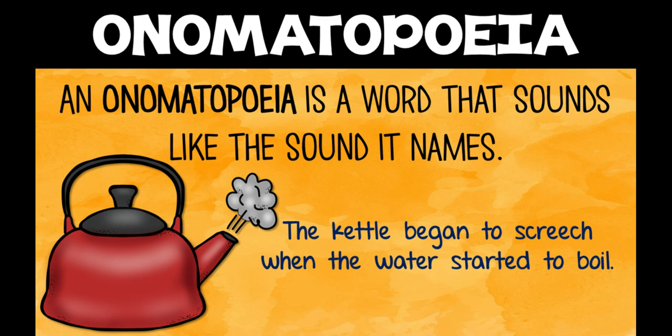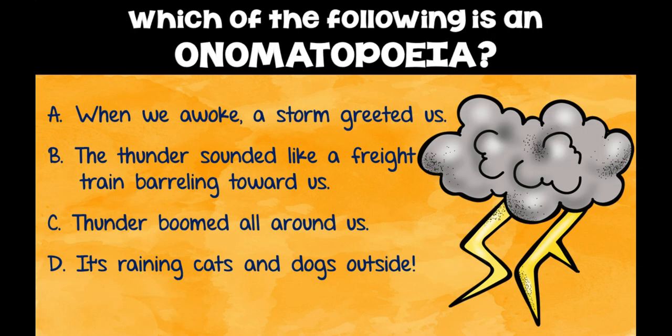So let's see if we can find the onomatopoeia in the following sentences. A, when we awoke, a storm greeted us. B, the thunder sounded like a freight train barreling toward us. C, thunder boomed all around us. Or D, it's raining cats and dogs outside. Okay, boys and girls, go ahead and pause this video, go back to your OneNote tab, circle the correct answer, and then come back and see if you got it correct.